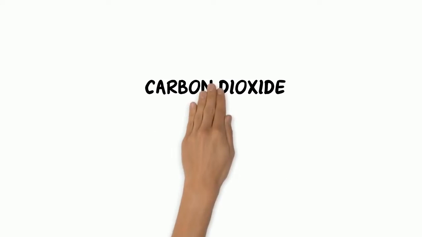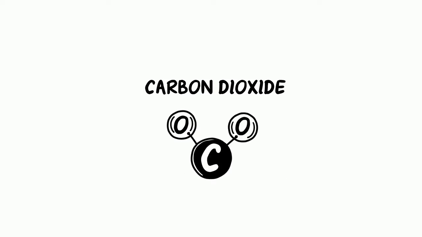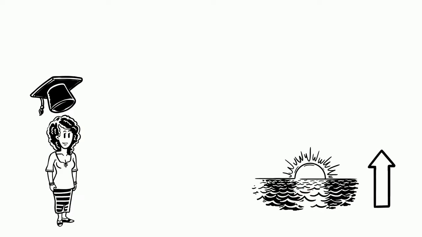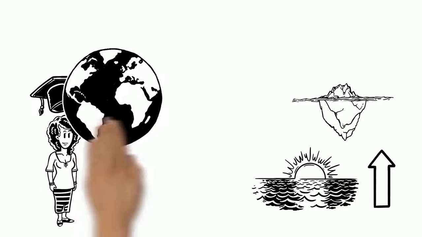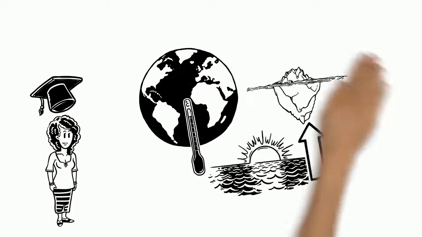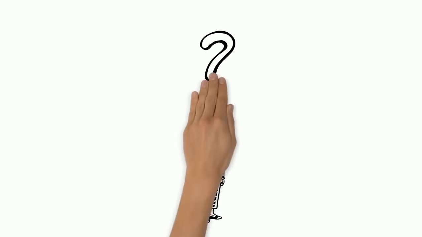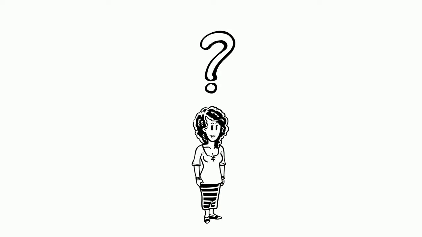Let's get familiar with carbon dioxide. Meet Laura. She's a student doing an oceanography project and learns that sea levels have risen over the years. This is due to the melting of two massive ice sheets because of global warming. Laura knows of global warming, but wonders what causes it. Well, carbon dioxide is a main contributing factor.